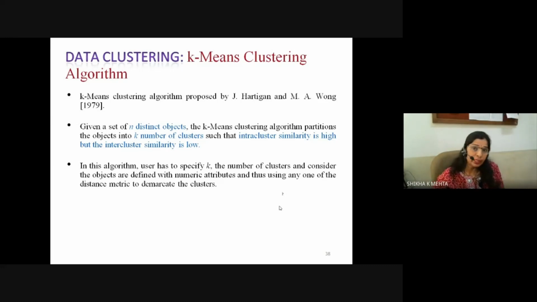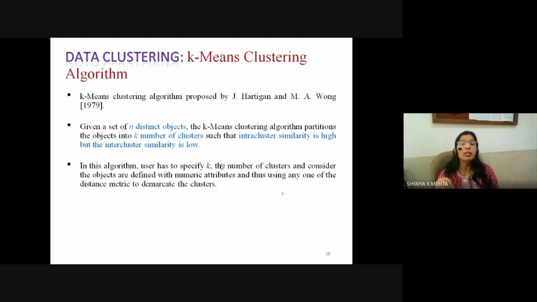So, okay, let us take up a simple k-means clustering algorithm, which is one of the oldest algorithms, designed in 1979. And this is the first algorithm that has been used very widely everywhere for various kinds of applications. Here we have a set of n distinct objects, and it is a partition-based clustering algorithm where the partition is nothing but a cluster or a group. The partitions are created such that intra-cluster similarity is high, but inter-cluster similarity is low.